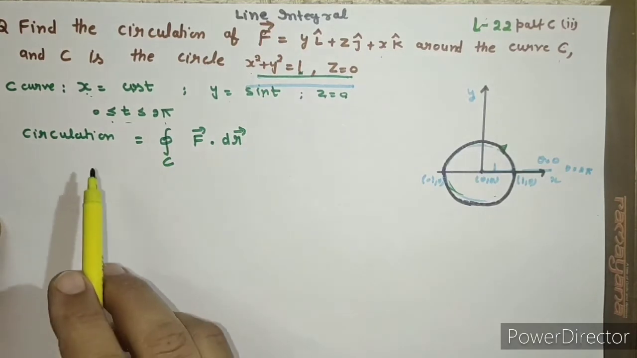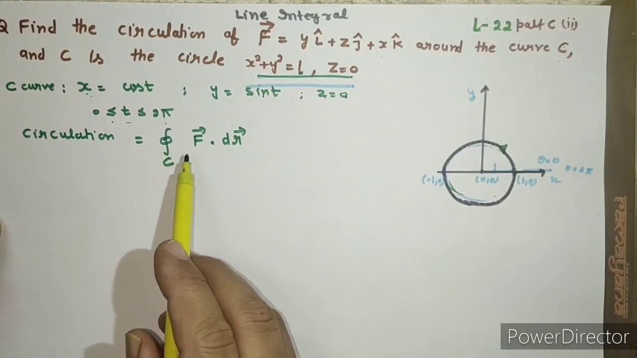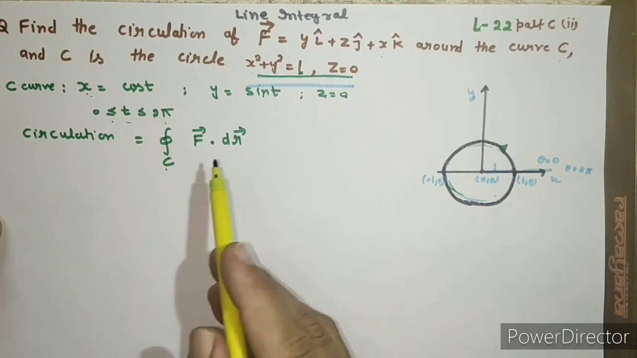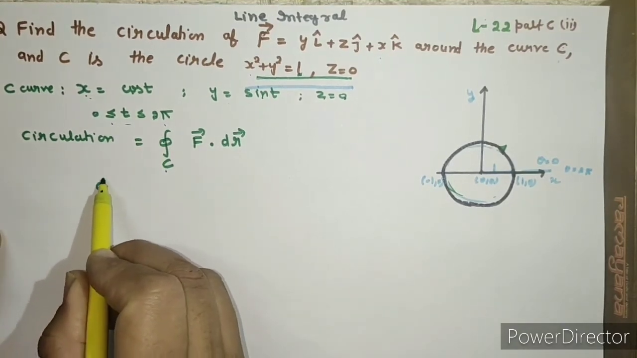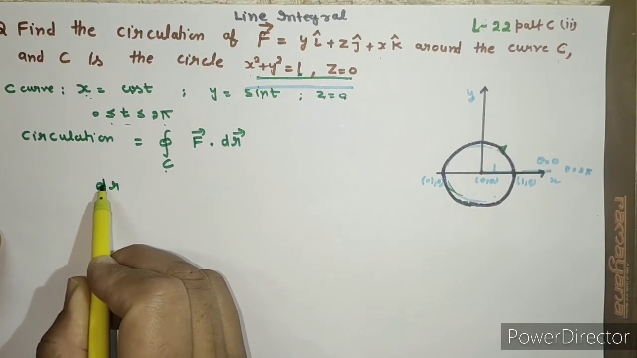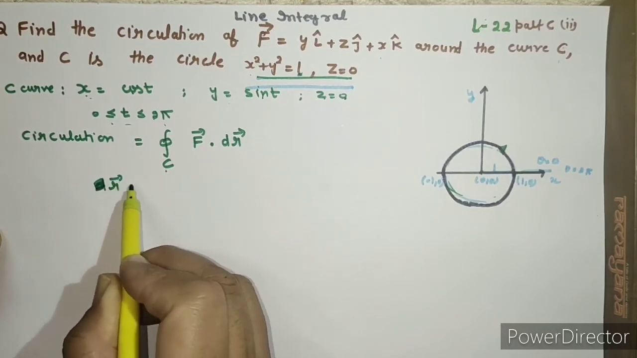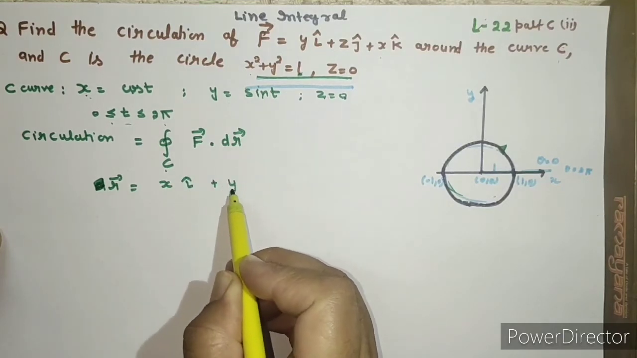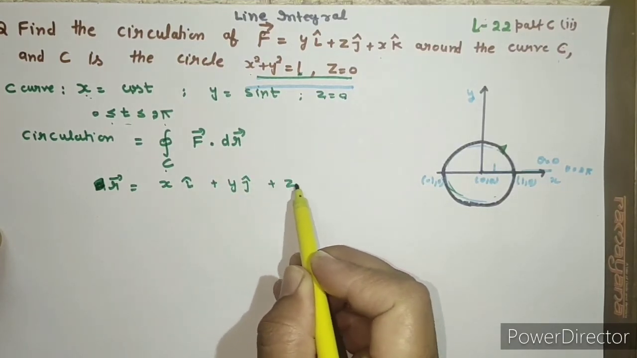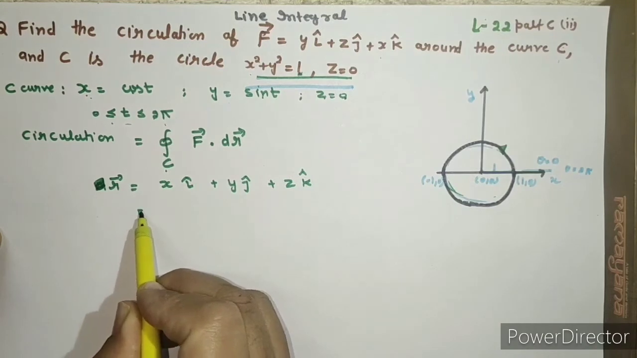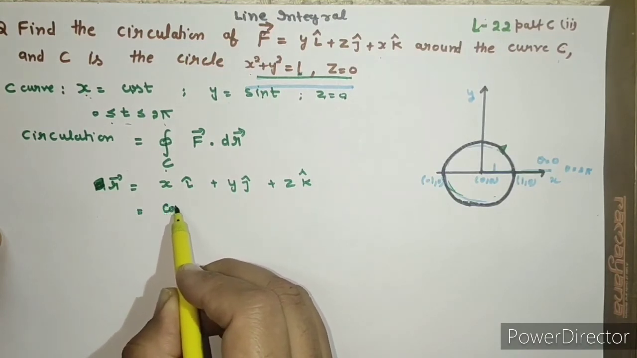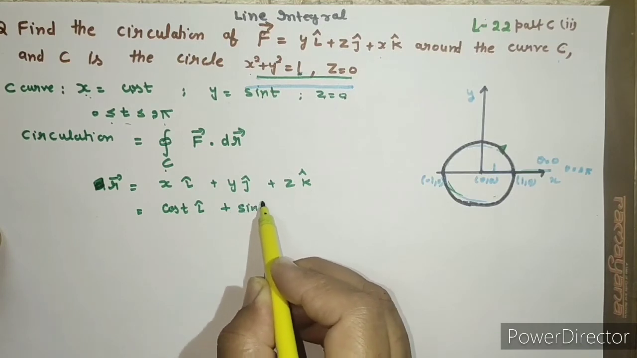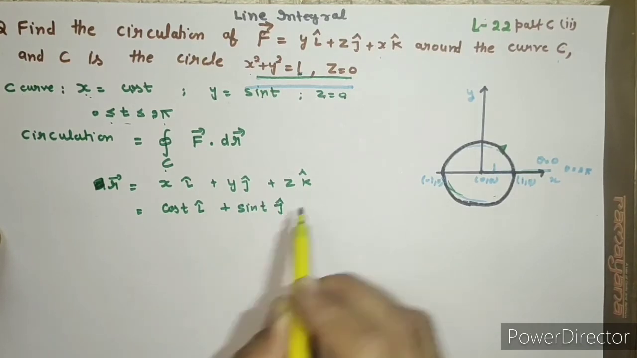So the formula for the circulation is the integral of F dot dr over the curve C. So here your dr vector. Before dr, first write the r vector. What is r? That is x i plus y j plus z k. Here x is equal to cos t, this is i, plus y is equal to sin t j, and z is 0.